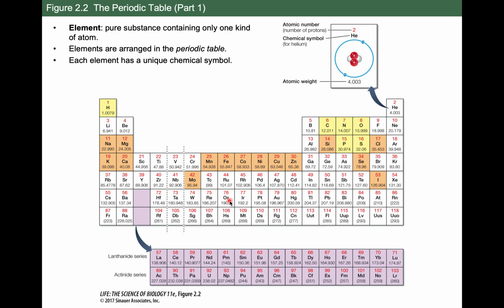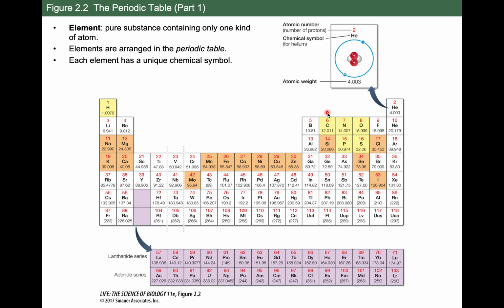All right, if we're talking about atoms, we can also talk about elements, and certainly you've seen the periodic table of elements shown here. So what is an element? Well, an element is a pure substance made up of just one kind of atom. So, for example, you can have an atom of helium, an atom of carbon, an atom of nitrogen.